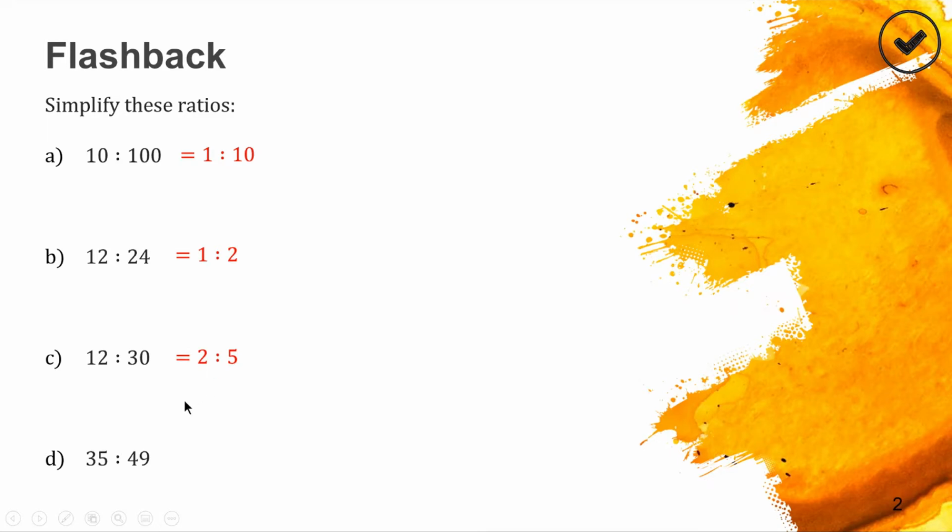And for question D, a common factor of 35 and 49 would be 7, because 35 is 5 lots of 7 and 49 is 7 lots of 7. So simplifying, we have 5 to 7. Once again, if you put 35 over 49 into your calculator, it'll simplify it and tell you the answer is 5 over 7. So you can check your answers with a calculator if you have one handy.